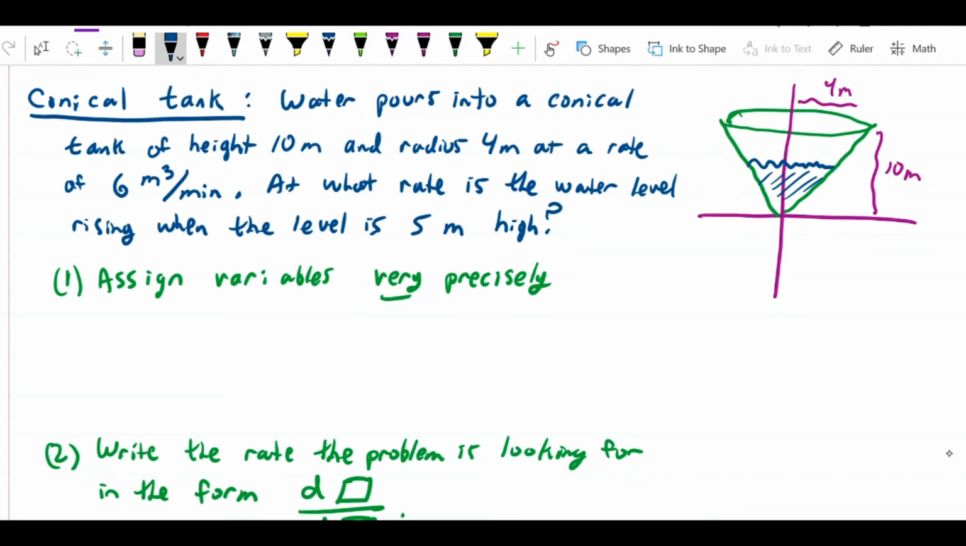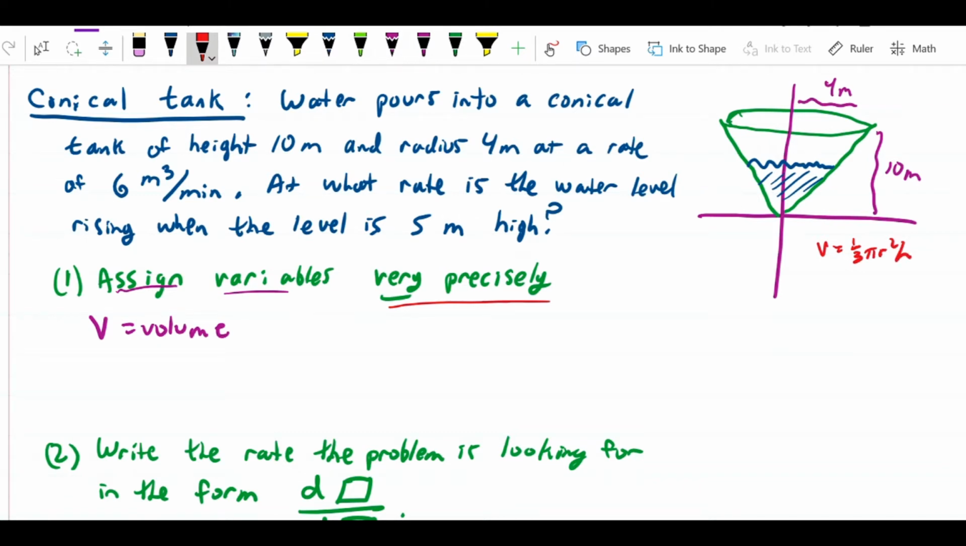So what we want to do is let's first start by assigning the variables. Most people will look at this and they'll say, sure, one of the variables is V for volume, but what that does is it does this part of the sentence, assign variables, without doing the most important part of the sentence, which is very precisely volume of what. And you can say volume of the cone, but which cone? If we're talking about the green cone, that just has a constant volume determined by the formula V equals 1/3 pi r squared h, with r equal to 4 and h equal to 10.